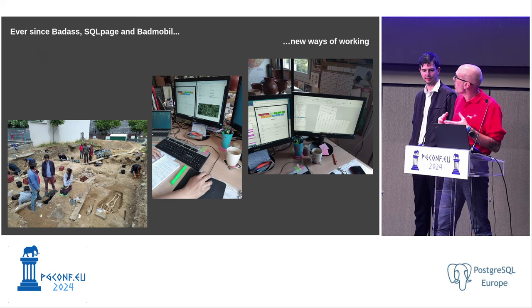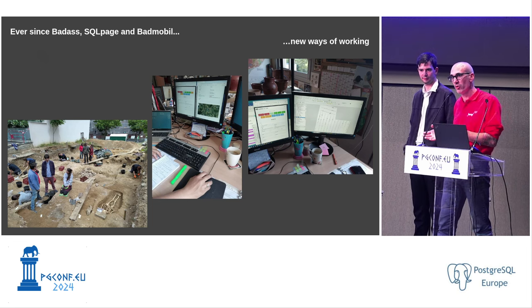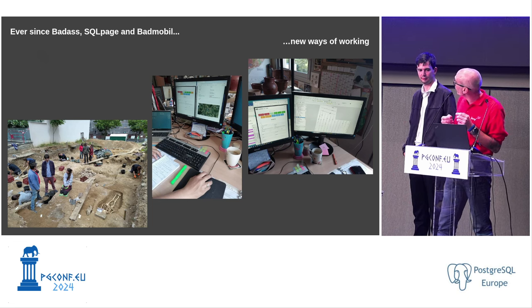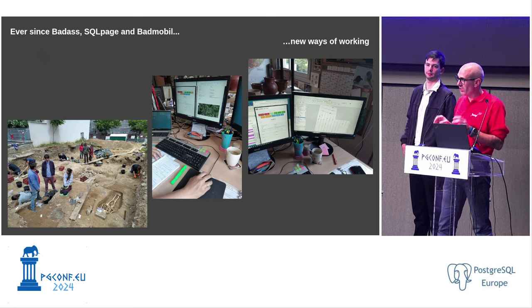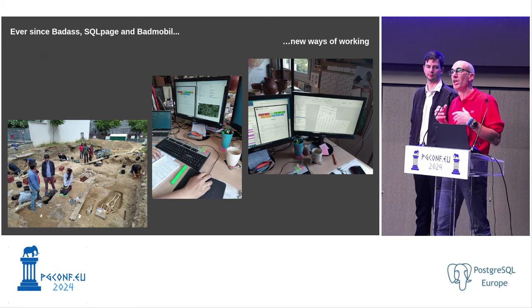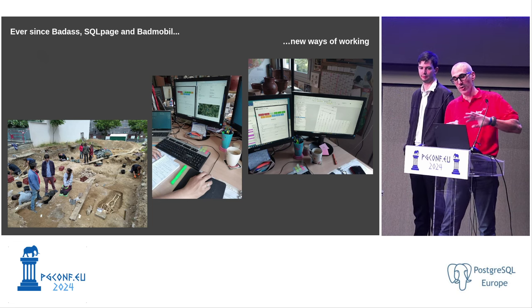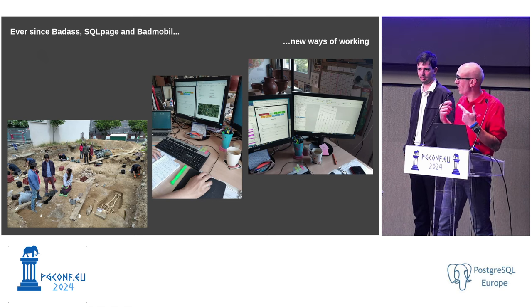On the ground, it's very useful, but also in the laboratory. This is an example of use of BADmobile in the laboratory. On this computer, on the right picture, we have 2 screens. On one screen, you have QGIS, and on the other screen, you have BADmobile, but behind it's the same Postgres database.